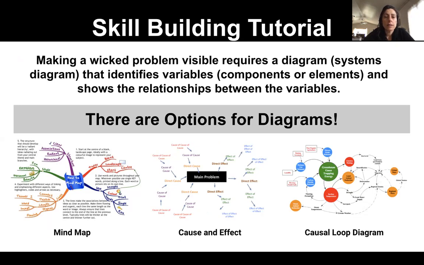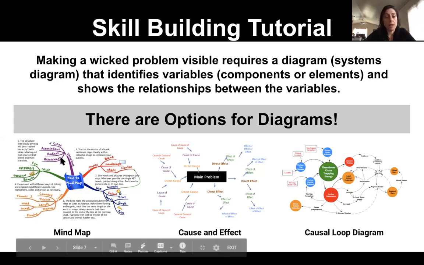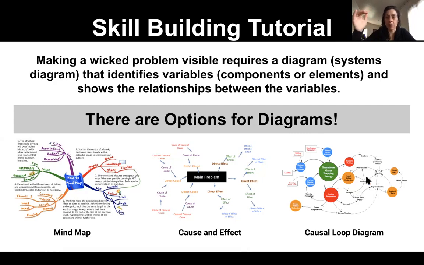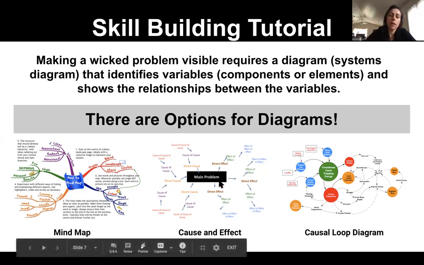And when you're doing a systems diagram, you want to identify variables. These are the components or elements, and we'll talk about that in a little bit, but you want to identify variables that you can put in some sort of diagram, and then you show the relationship between them. So there's lots of different options. These are just three basic options. One is a mind map, one is a cause and effect diagram, and one is a causal loop. And I shouldn't say it's basic because causal loop does push us to the next level, but these are three great ways to get started.